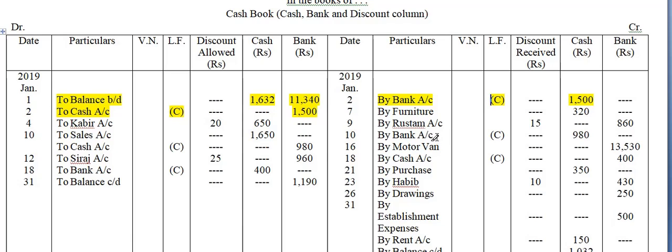Okay, now on 4th, received from Kabir, you are receiving money from Kabir. So what are you receiving? Nothing is mentioned, so it is assumed to be cash. So you will write as to Kabir account. How much you are receiving? 650. How much discount is allowed? 20 rupees. So you will record 20 in the discount allowed column. And how much you are receiving from Kabir? 650. Record in the cash column.